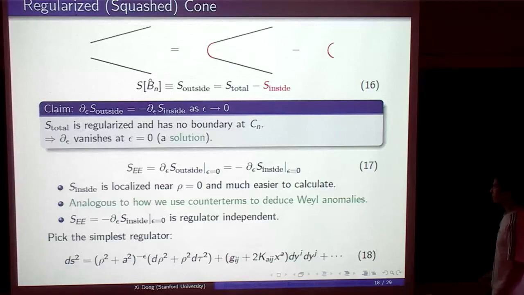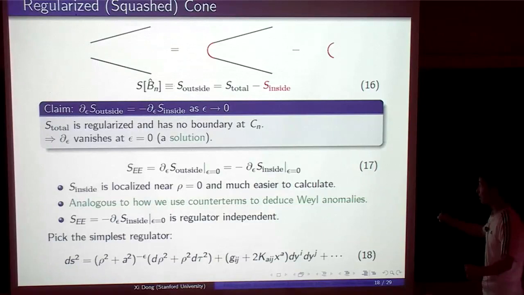This is rather analogous to how we use counterterms to deduce the Weyl anomaly. One can think about this as the renormalized effective action. This is the counterterm, and this is the total effective action. But this is another story. There's an analogy to how we use the outside and inside to compute this entanglement entropy, and in the Weyl anomaly calculation, there is a similar story where we use the same technique to analyze the effective action and counterterm.